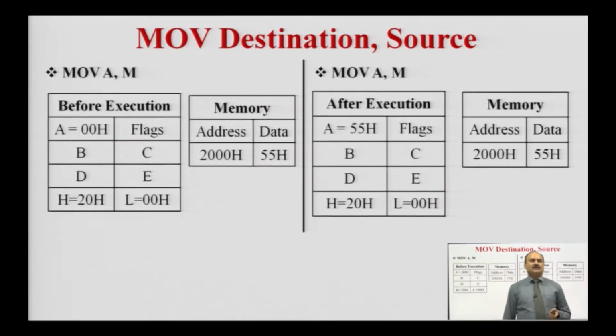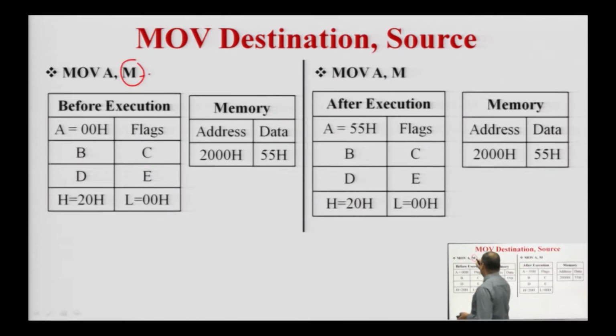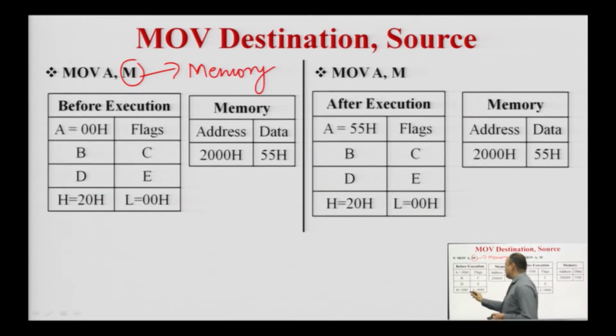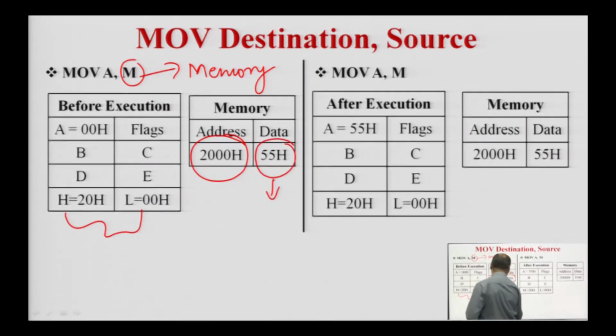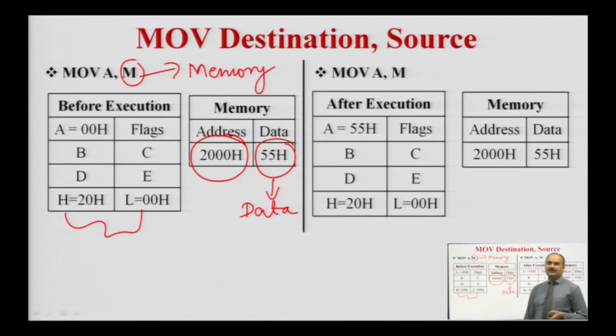Another example is MOV A, M. This M indicates that it is a memory which acts as a source. The address of this memory is specified by the HL register pair. So, the HL register pair will give the address of the memory. 2000H is the address of the memory where the data is present, which is 55H. 55H is the data or the content of this memory location having address 2000H.